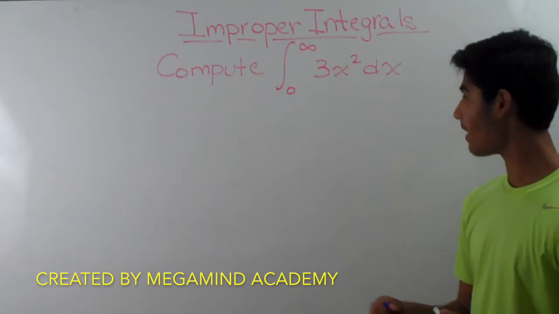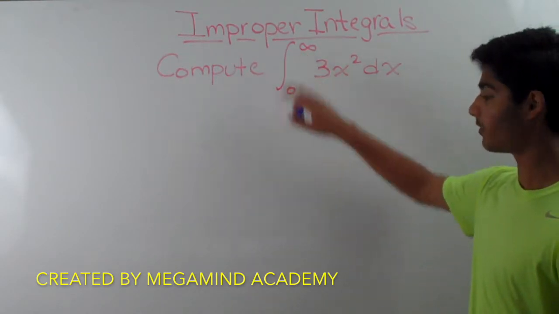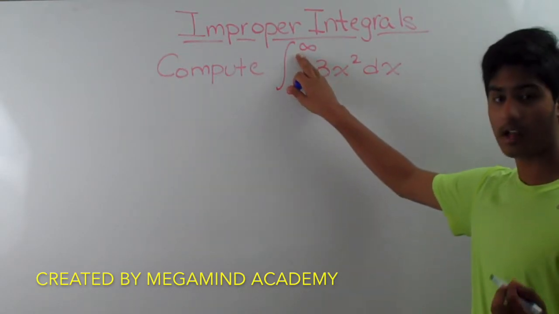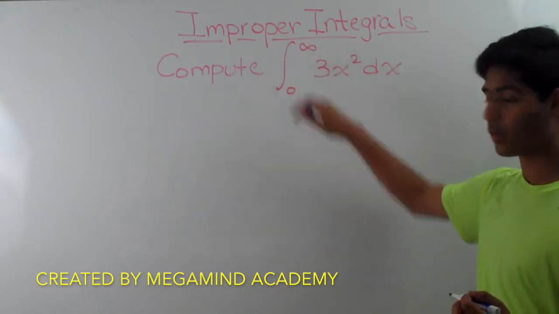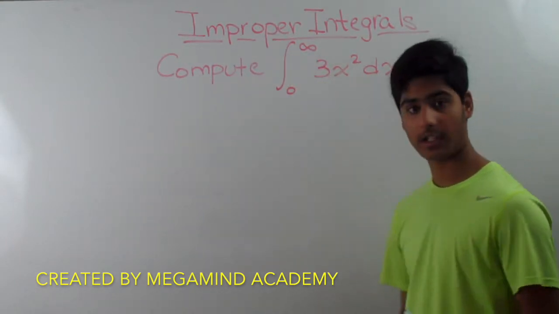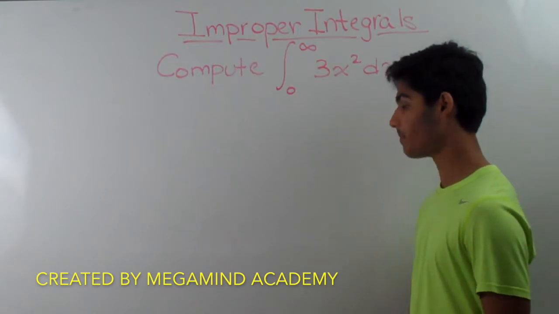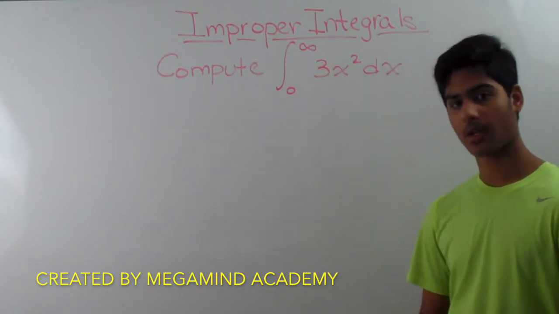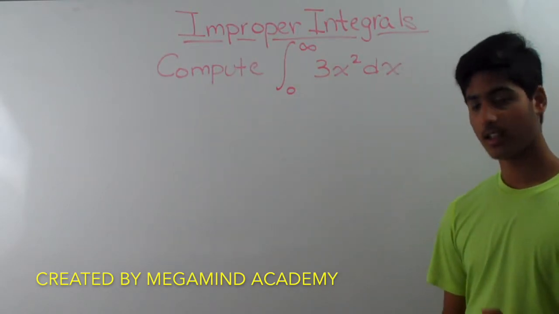Well, as we can see, we have the integral from 0 to infinity. And we don't know how to compute the definite integral when one of the bounds or two of the bounds are infinity. So how do we do that? Well, here's where we go back to something that we learned at the very beginning of calculus: limits.